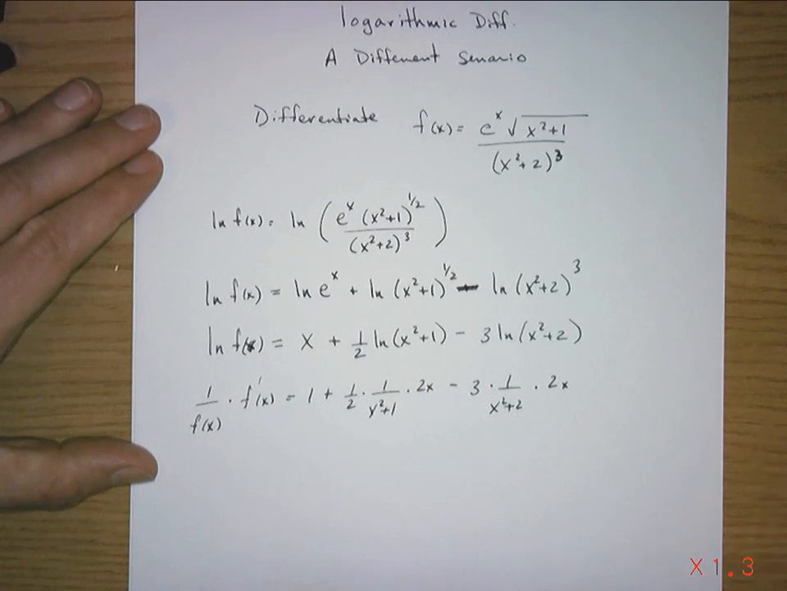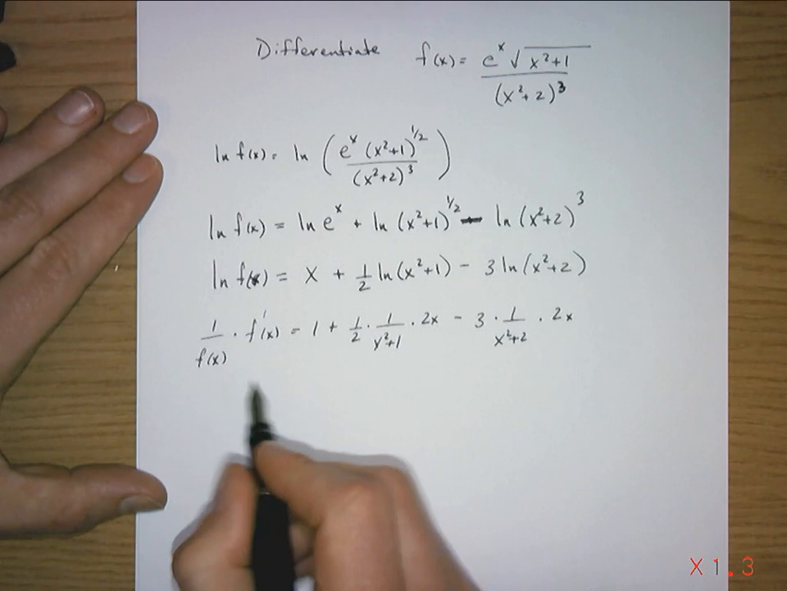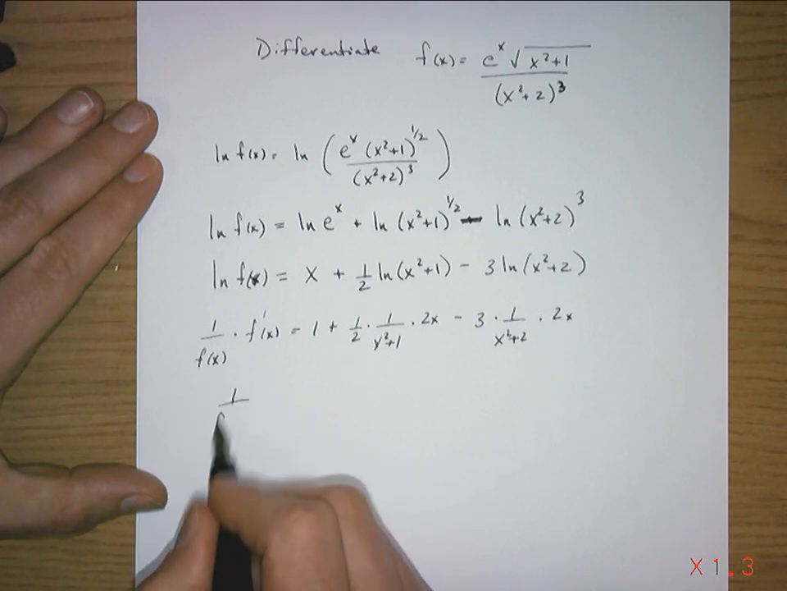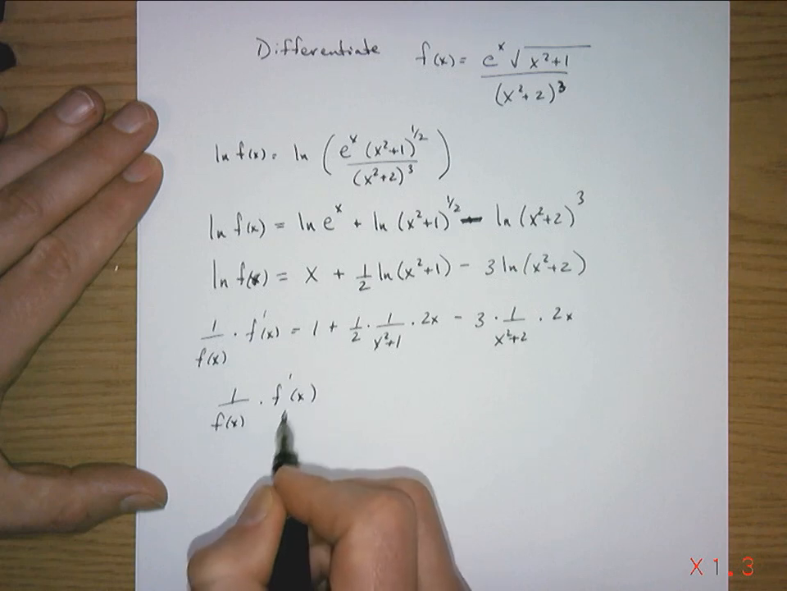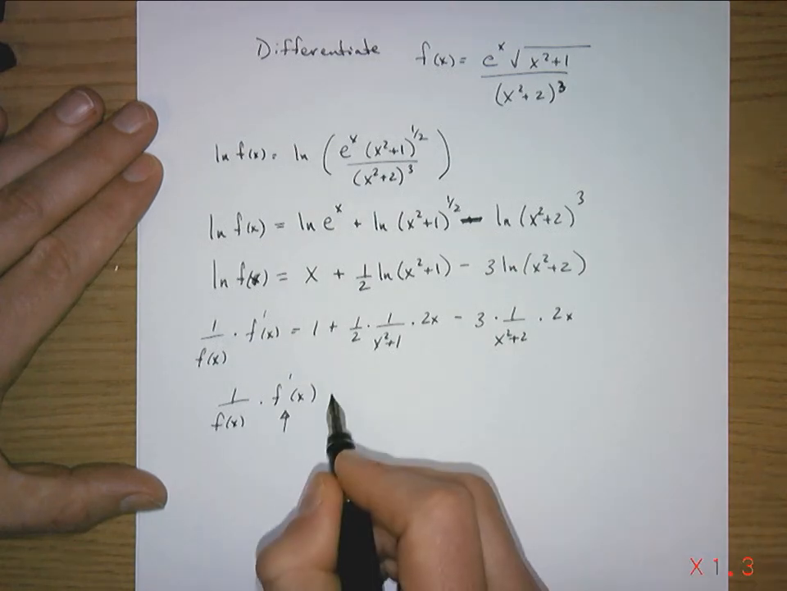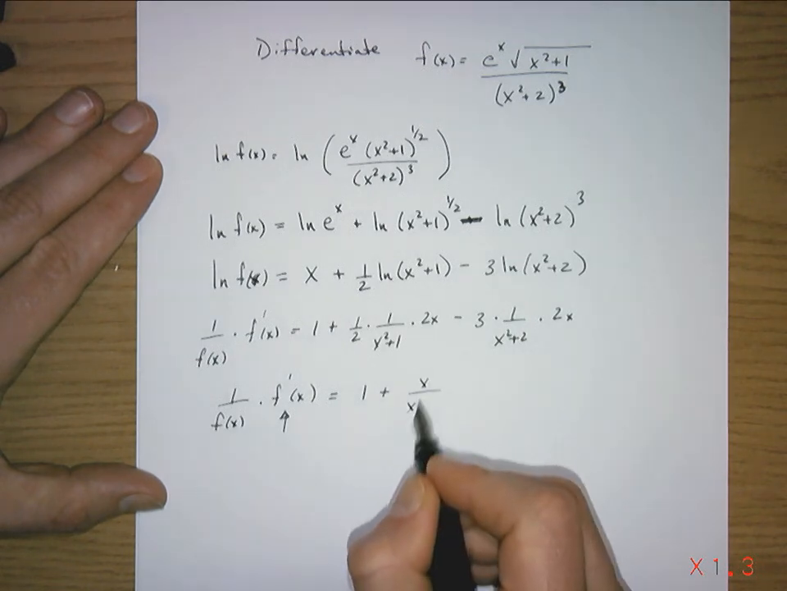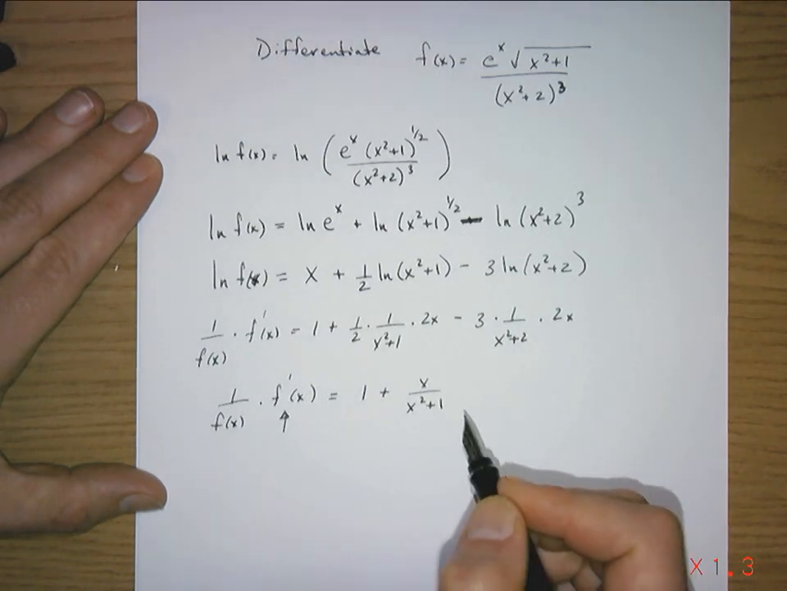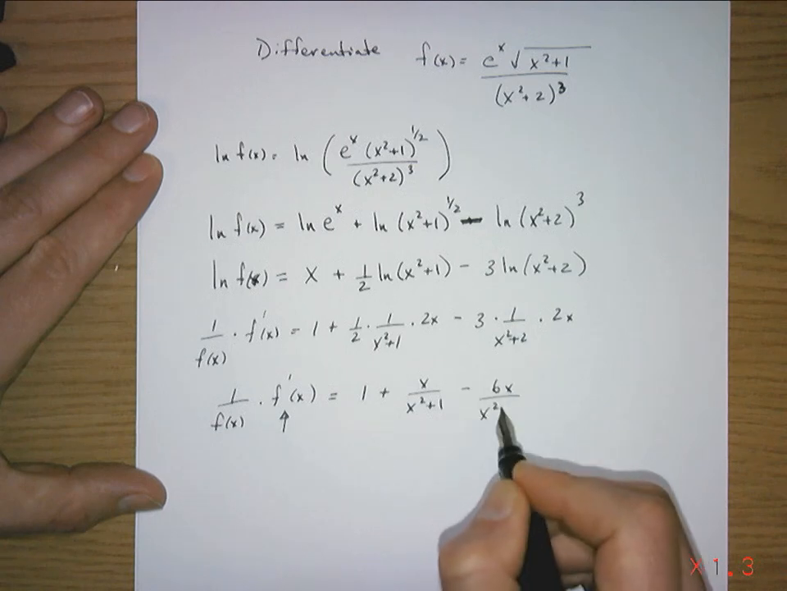Now simplifying it might take a little bit of work. Let's make it look a little bit nicer. It's going to be 1 over f of x times f prime of x. Remember, this is what we want. We're going to isolate for this in just a moment. It's going to be 1 plus x over x squared plus 1, and it's going to be minus 6x over x squared plus 2.